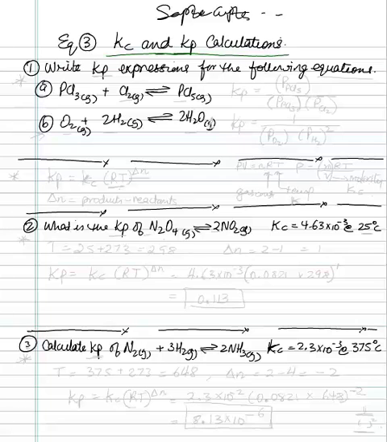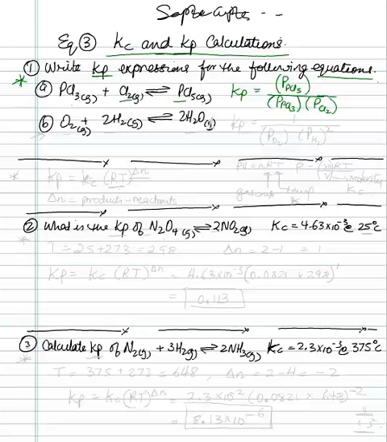Okay, so for example, let's take the first equation. Write the Kp expression for the following equations. All right, so here is the first equation, which is PCl3 plus Cl2 to give PCl5, and so the Kp expression for this is going to be the pressure of PCl5 divided by the pressure of PCl3, and I'm just going to put it in brackets so that we don't get confused, and then the pressure of Cl2. Now there were no coefficients over here, so we don't have to worry about the coefficients. It's just 1 and 1 for everything.